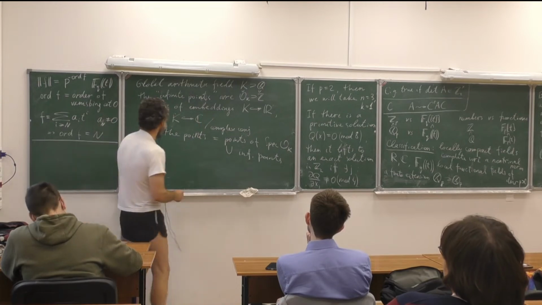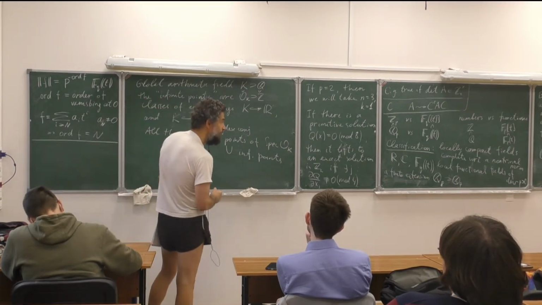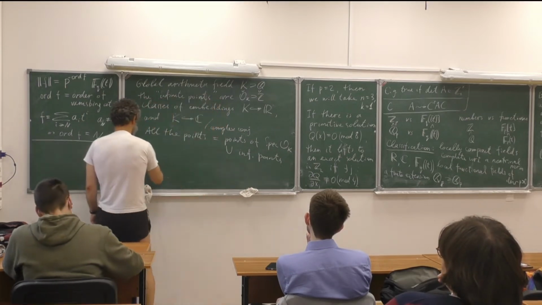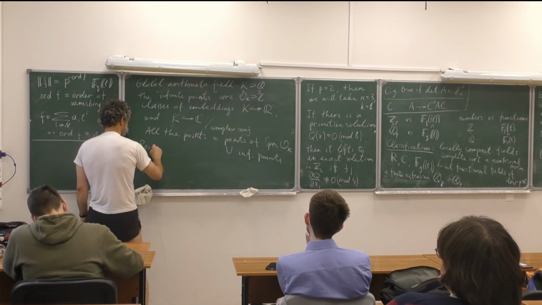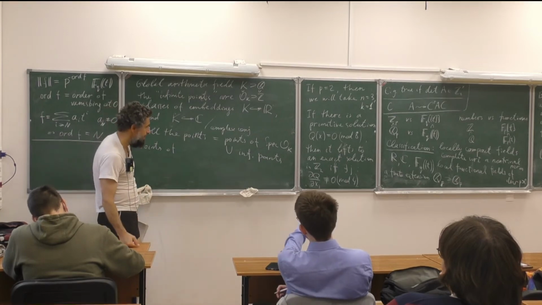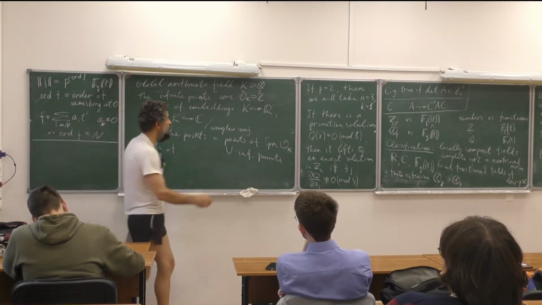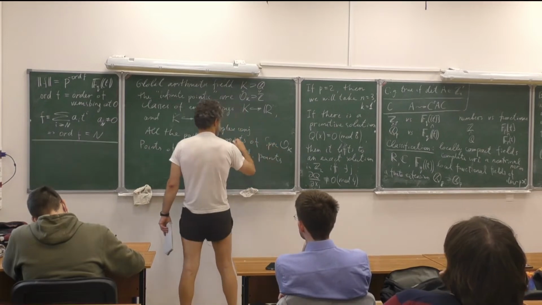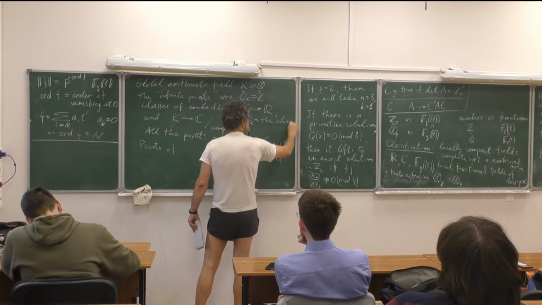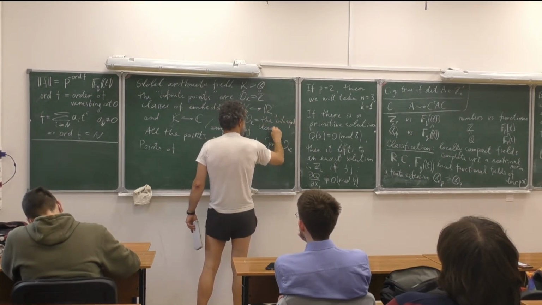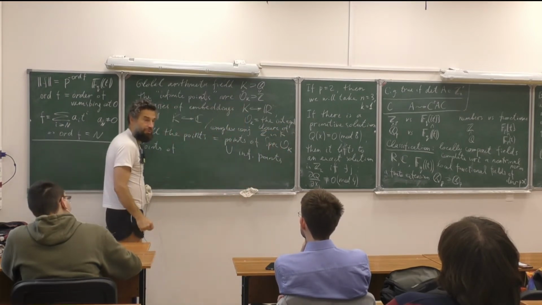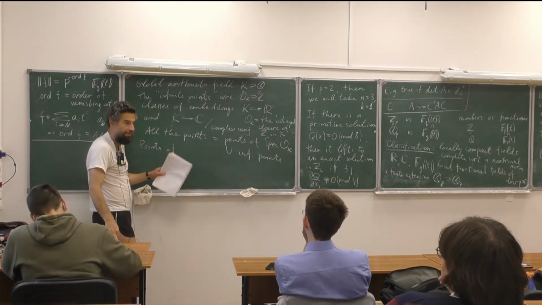Okay, so what are we talking about? We're talking about the points. What's the definition of O_K? O_K is the integral closure of Z in K, so the solutions of all, you know what it is? Okay.